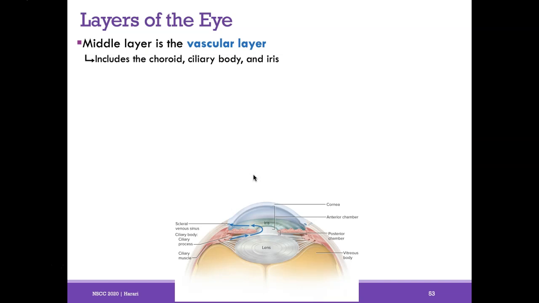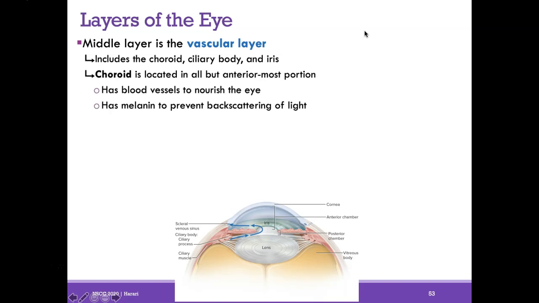Now we can talk about the middle layer called the vascular layer or the Tunica Vasculosa. And this includes 3 parts. It includes the choroid, the ciliary body, and the iris. So the choroid is located everywhere except just the anterior portion of the eye. So remember, we're talking about a layer that goes all the way around.